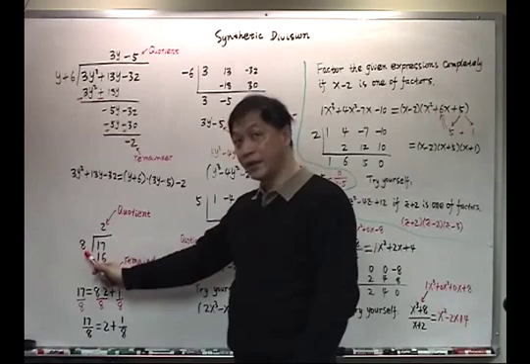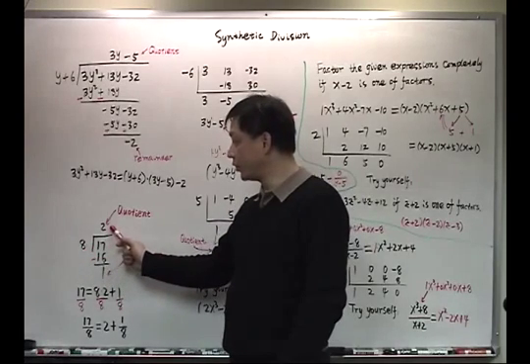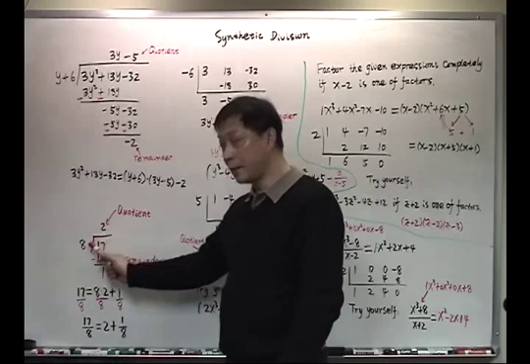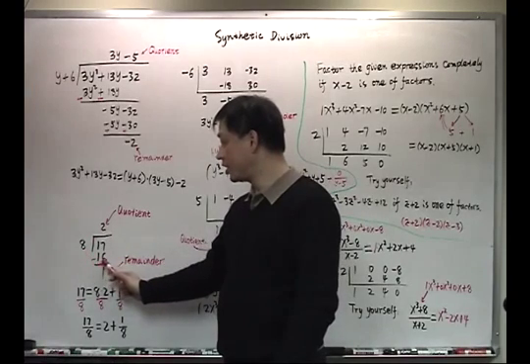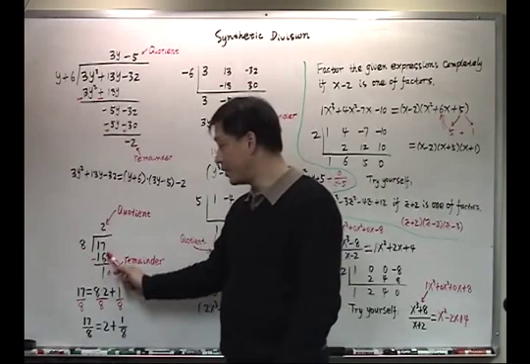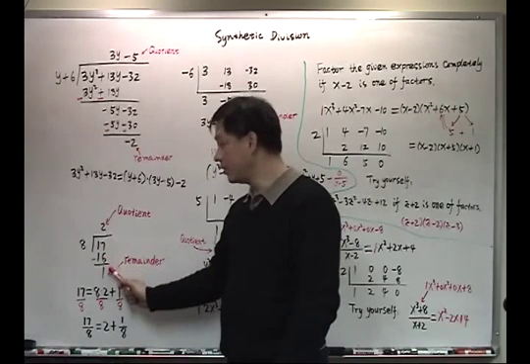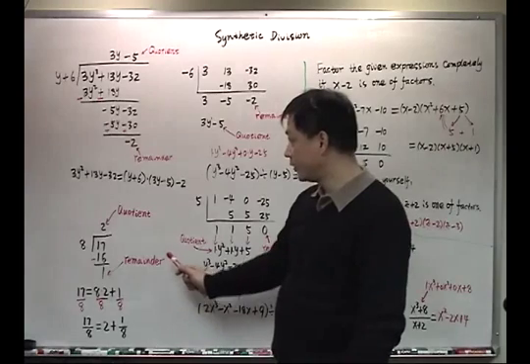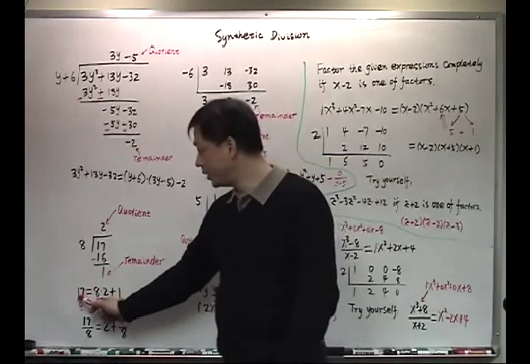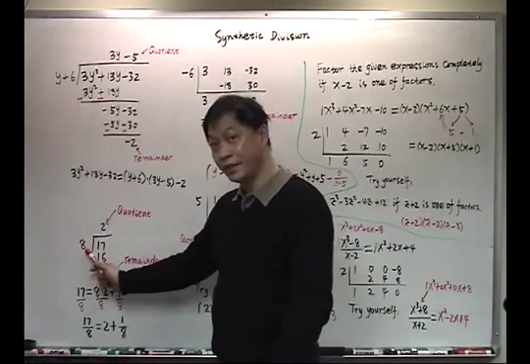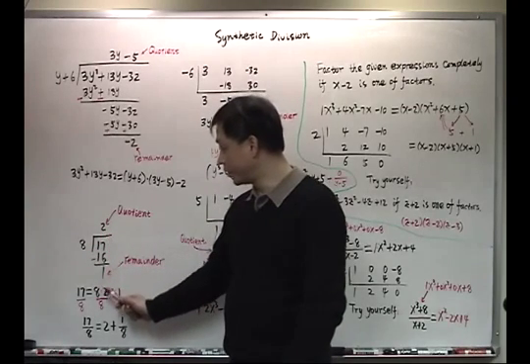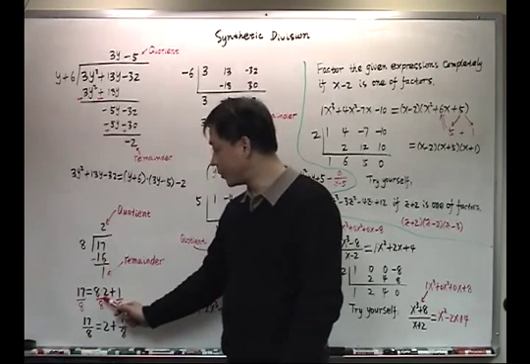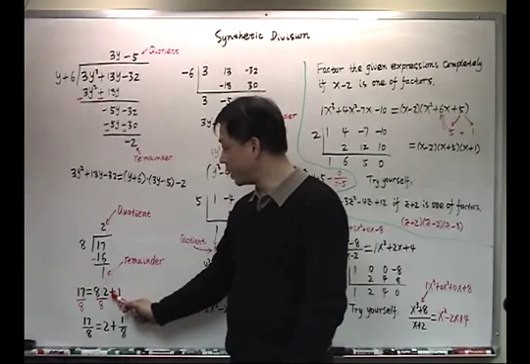17 divided by 8, you put the quotient here, 2 times 8 is 16, and then 17 minus 16, you have a remainder 1. So 17 can be written as the divisor 8 times the quotient 2, so 8 times 2 plus the remainder 1.